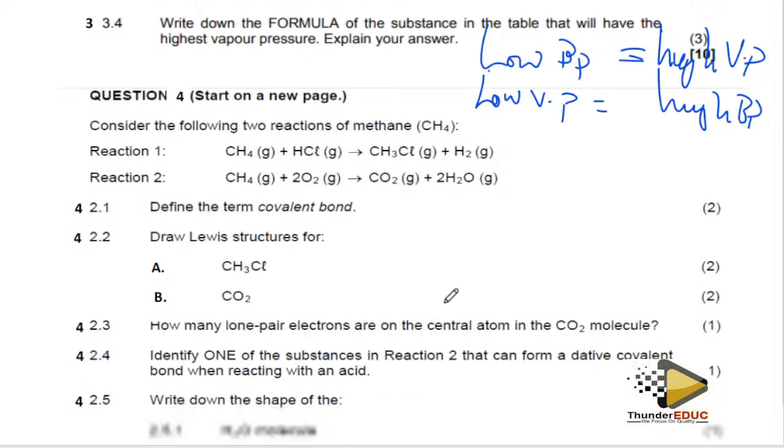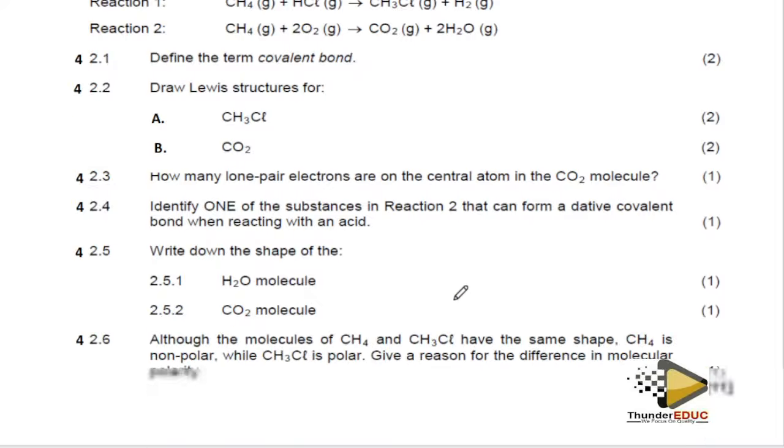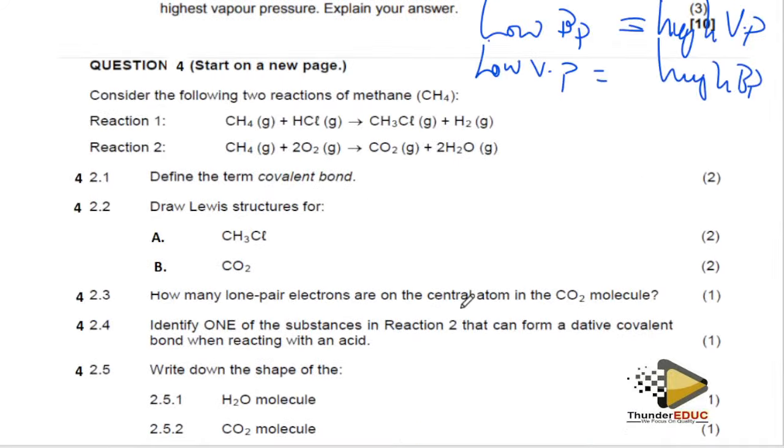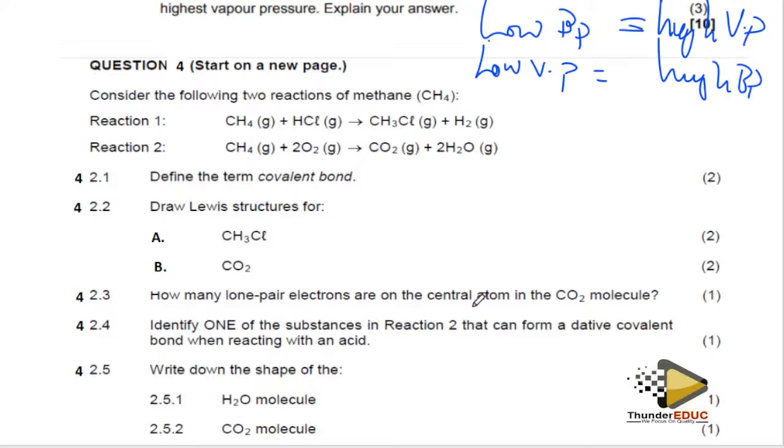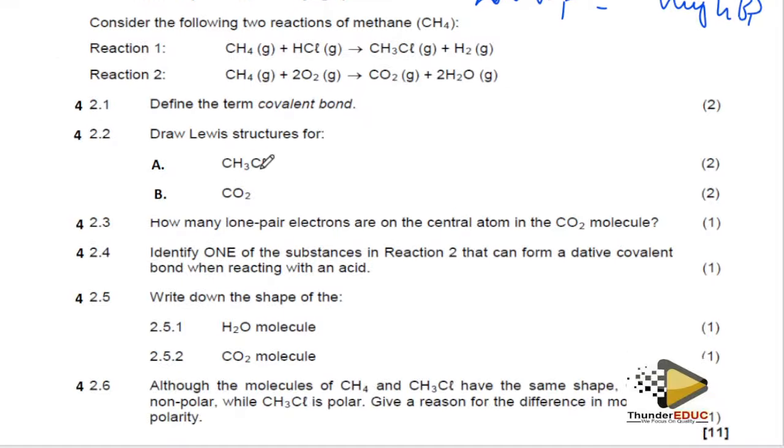Then we go to the next question. I think it's the last question, guys. They're saying, write down the reaction of methane. Define the covalent bond. What's a covalent bond? We said it is the type of bond which involves the sharing of electrons between two atoms. Then draw the Lewis diagrams of this. We have drawn the Lewis diagrams. Even if I don't repeat this, guys, make sure that you know how to draw these Lewis diagrams.